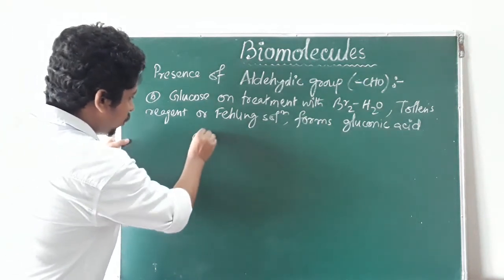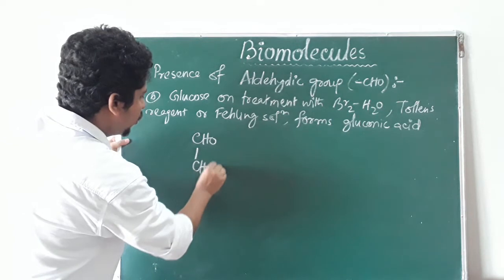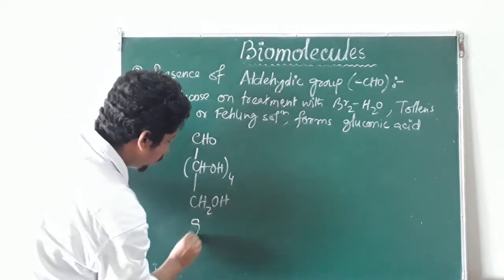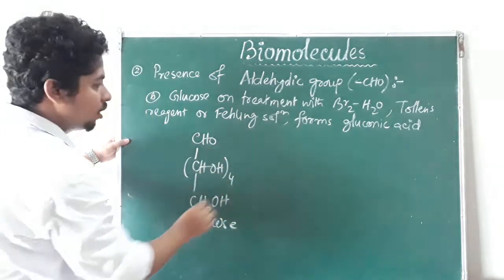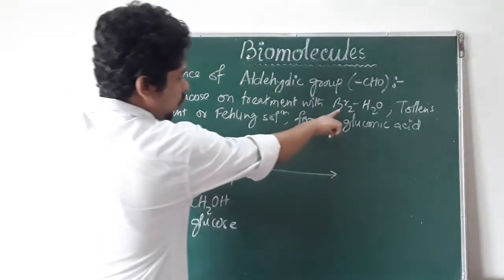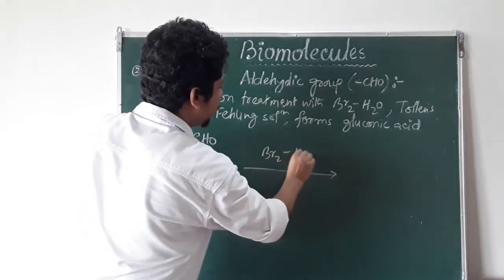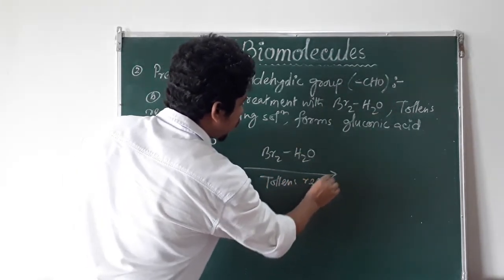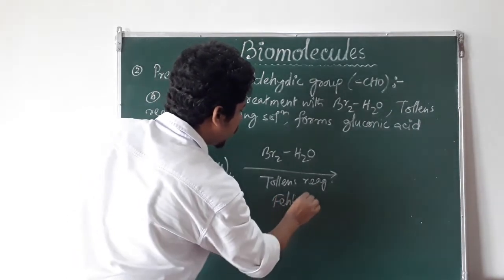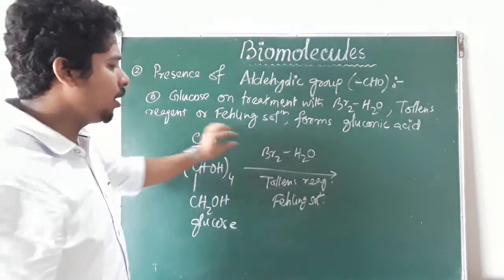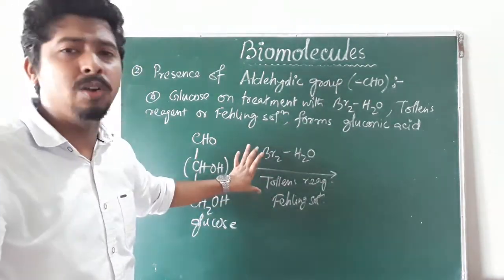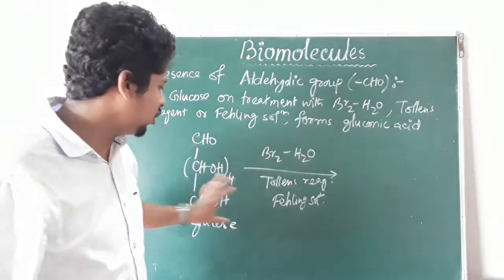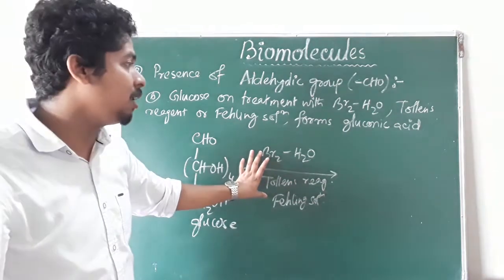So here you see CHO bond CHOH 4 times bond CH2OH. So this is glucose. This glucose on treatment with bromine water, Br2/H2O, or Tollens reagent or Fehling's solution, these are mild oxidizing agents, so it forms gluconic acid. Means glucose on treatment with this mild oxidizing agent forms gluconic acid.